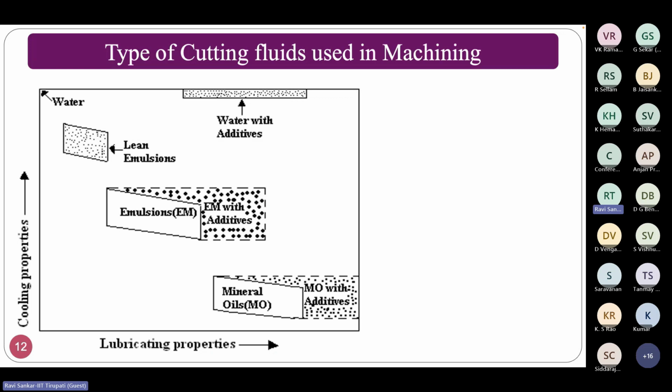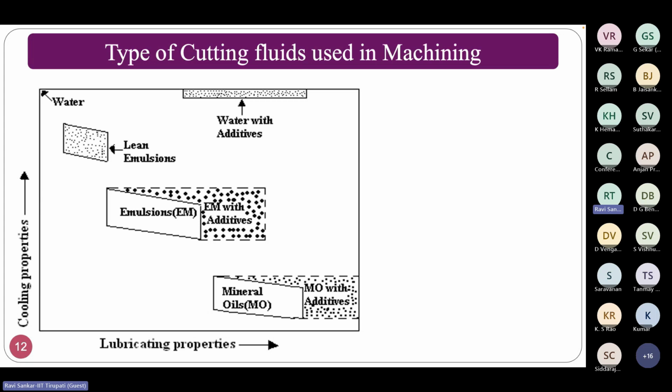So what types of cutting fluids are normally available? There are two prominent properties that one must look at. One is lubricating properties, another one is cooling properties. On the x-axis you can see lubricating properties, on the y-axis you can see cooling properties. First we will look at the x-axis. For example, if I want predominantly lubricating properties, what we try to do is use mineral oil.